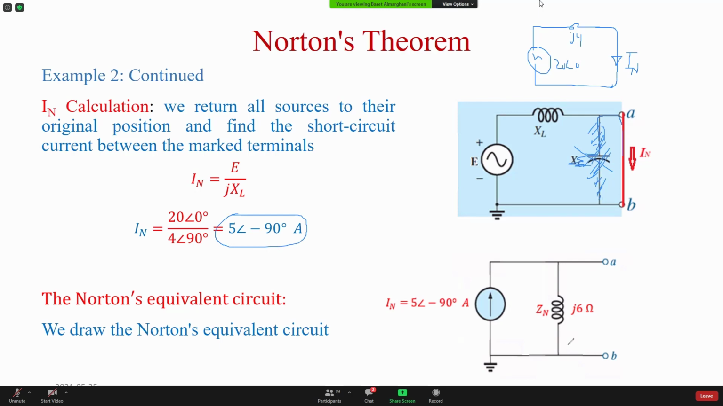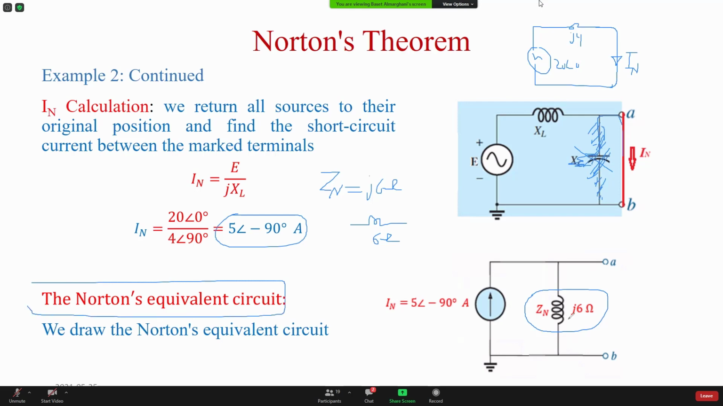Then you draw the equivalent circuit. This is the equivalent impedance. Remember, Z Norton was j6 ohm from the calculation. The j means it's an inductor with 6 ohm reactance. And the Norton current, this is the value. So your answer at the end has to be the Norton equivalent circuit, and this is the equivalent circuit.